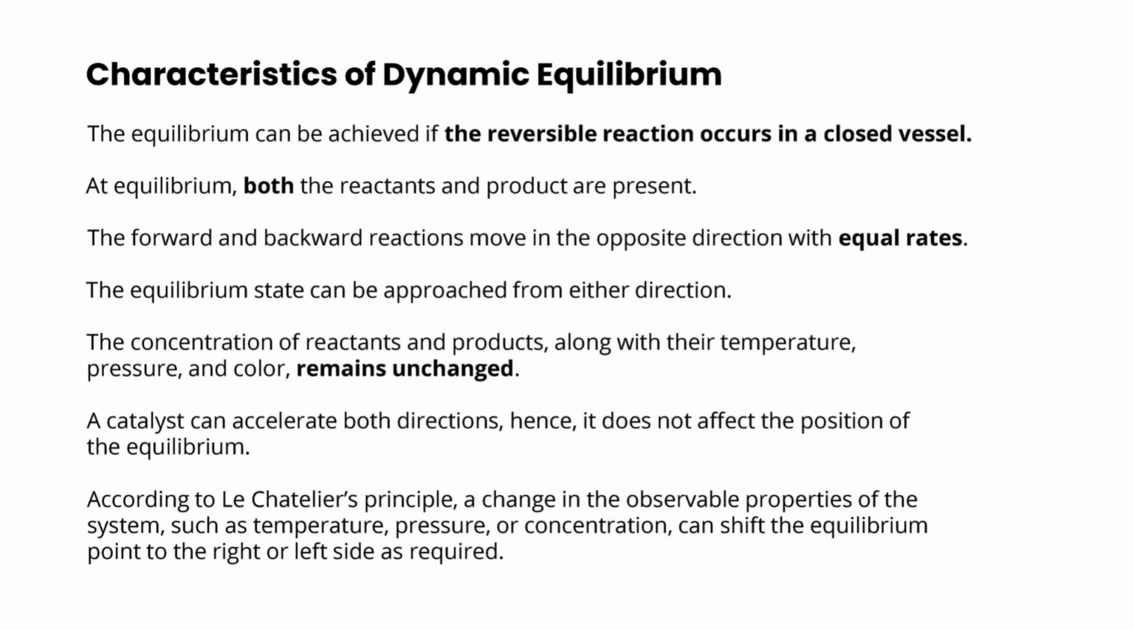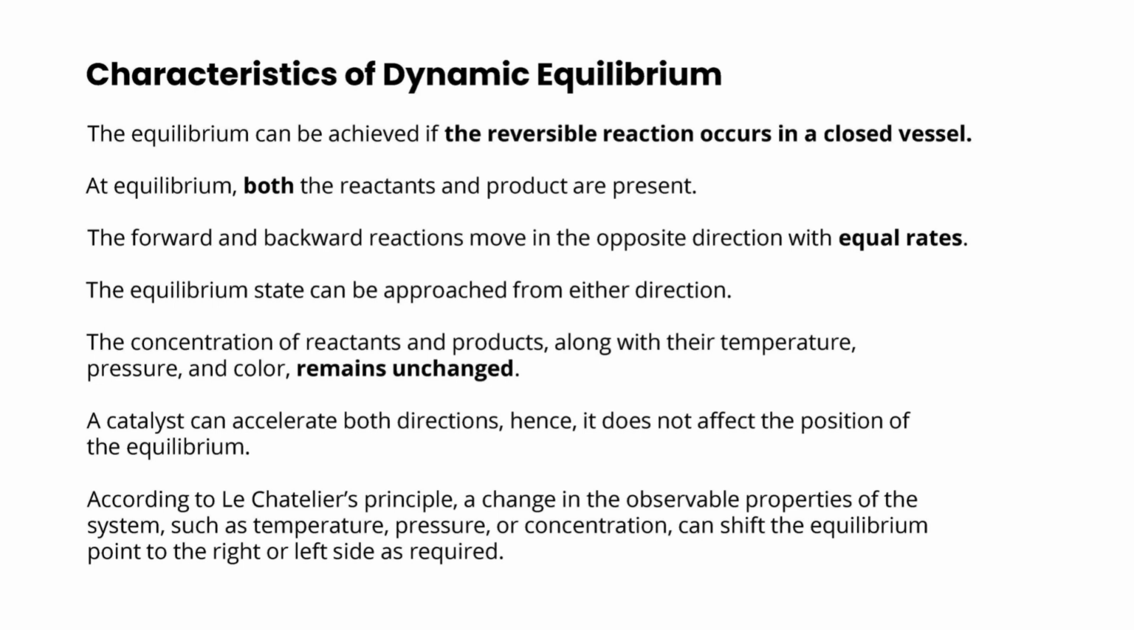So what are the hallmarks of this state? How do we know we're there? Well, typically you need a closed system. You can't have stuff escaping or coming in, usually. And importantly, both reactants and products are present. You haven't run out of anything. And like we said, the forward and reverse rates are perfectly matched.